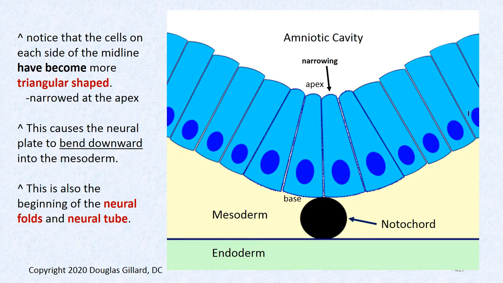Here's a much better picture than my drawing. Here's the dorsal region up here, and here's the ventral region down here, and we have these nice triangle-shaped cells. If they're triangular in shape, it's going to bend the plate. It bends downward into the mesoderm, pushing down on the notochord. That's the way it does it.